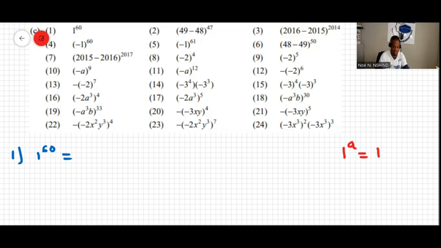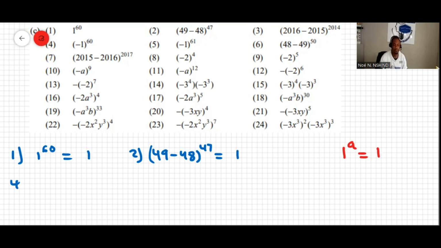So this is just equal to, it's not 60, it's just 1. It's 1 times 1 times 1, 60 times. It's going to be 1. Okay, question 2, I can write it here. We have 49 minus 48 raised to the power of 47. This is 1 to the power of 47, which is just 1. I'll leave question 3 for you.